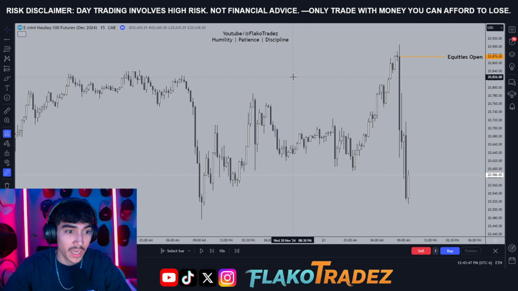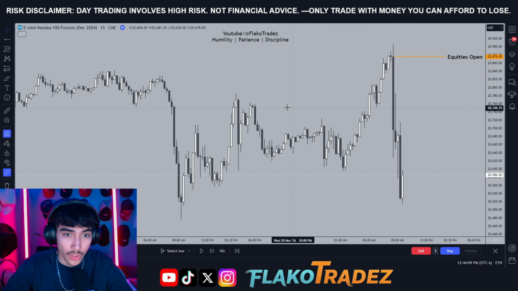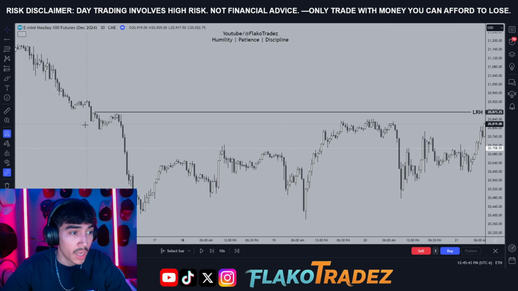So with that being said, the moment I hop on, I always look for areas of liquidity that got taken out. So immediately we have to zoom out and look at what exactly is going on to the left. Always use what's going on the left. Once we zoom out, we can start to mark out our liquidity.